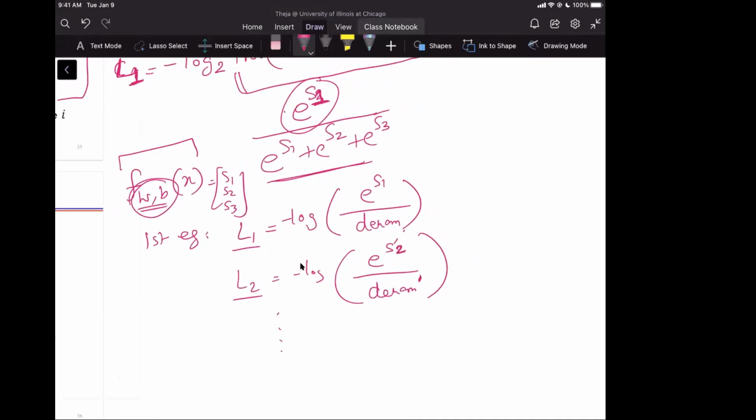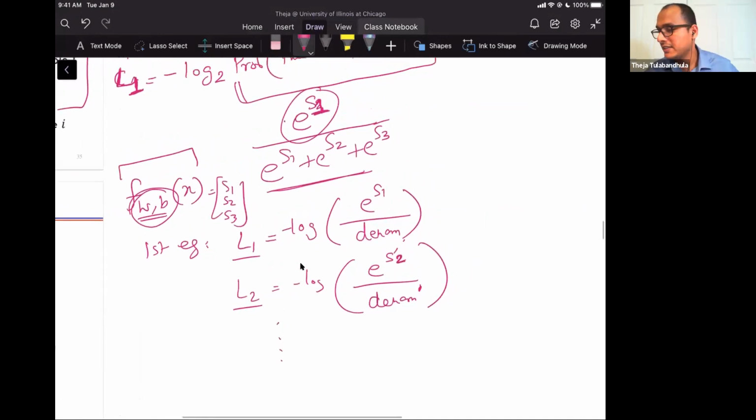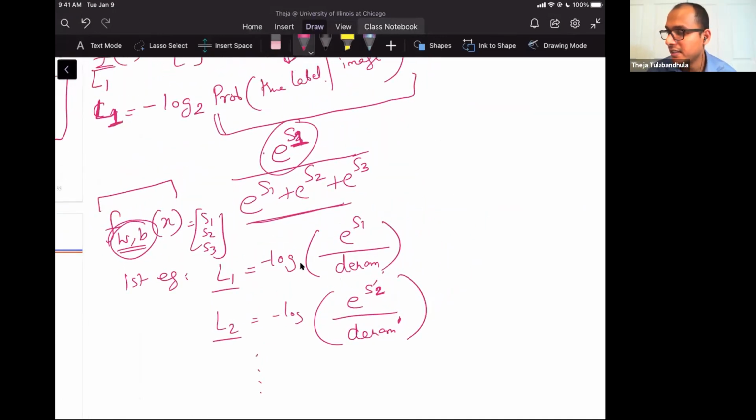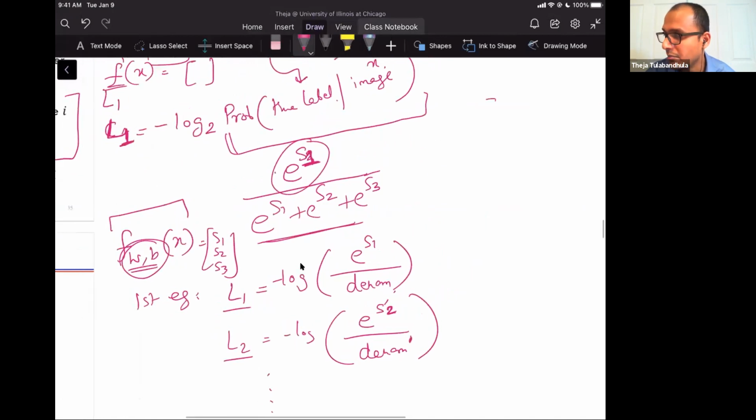I have a question. I want to know why you wrote S1 instead of S prime 1. I'm just confused with S prime. Oh, S1, S prime. Okay, so this is for the first example. Let's say the scores were, remember, 10, 5, and -1. So the first example, L1, would be e to the power 10 divided by e to the power 10 plus e to the power 5 plus e to the power -1, because I know it's a dog.